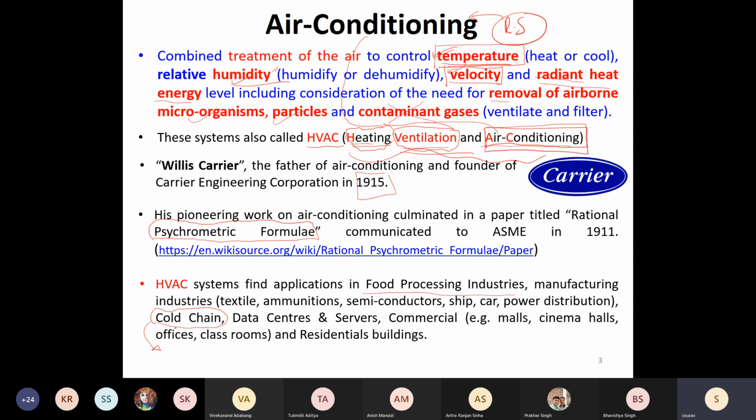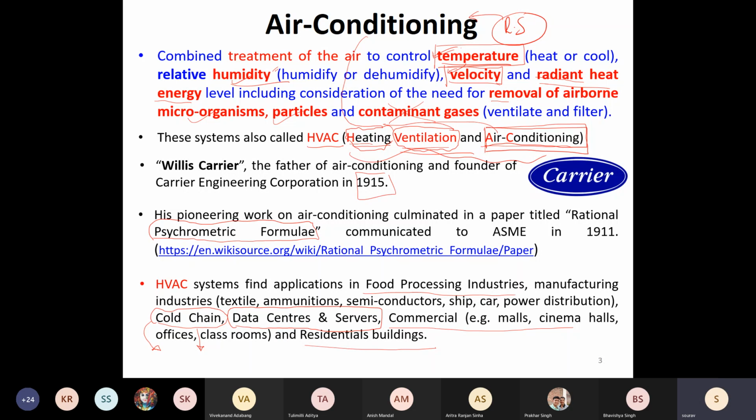So this cold chain is becoming very necessary nowadays because food security is a big issue. We cannot waste any amount of food given the amount of population that we have and the amount of production that we can have based on the available land. Okay, then these are the new areas where air conditioning systems are finding a huge demand. That is the data centers and servers. And of course, these were always there: all cinema halls, offices, classrooms, and residential buildings.